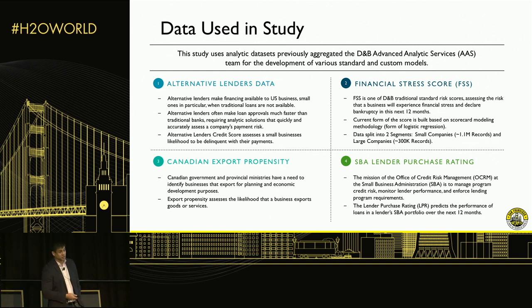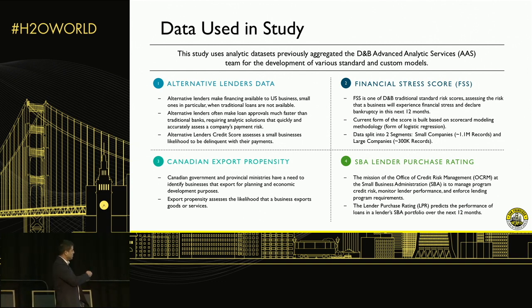Our financial stress score at Dun & Bradstreet is one of our core offerings to our clients. It measures the likelihood that a business is going to go out of business or go bankrupt in the next 12 months. We have these in 20 of our markets, particularly the US market. But one of the key things about this data set is that it's split in two segments, small companies and large companies, and that will come in when we talk about segmentation analysis.